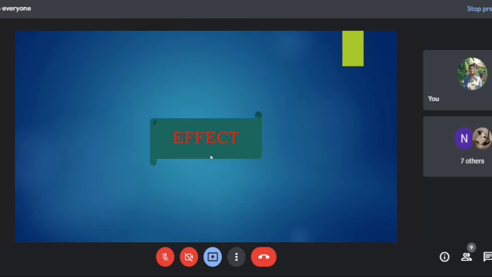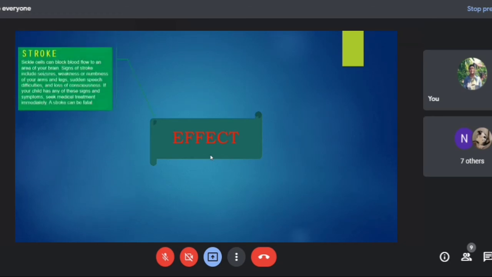We'll continue this with effect and symptom of sickle cell anemia. The first one is stroke. Sickle cell can block blood flow to an area of your brain. Signs of stroke include seizure, weakness, and numbness of your arm and legs, sudden speech difficulty, and loss of consciousness. If your child has any of these signs and symptoms, seek medical treatment immediately. A stroke can be fatal.